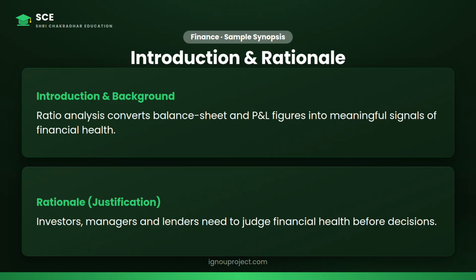Now, the rationale. Investors, managers, and lenders all need to understand a company's financial health before making decisions. By analyzing a company's key financial ratios over several years, this study can reveal trends in profitability and stability, and help judge whether the company is financially sound. This makes the study practical and decision useful.